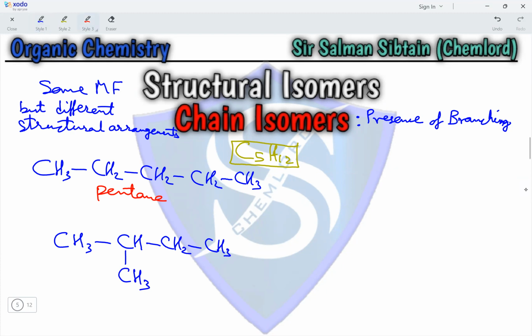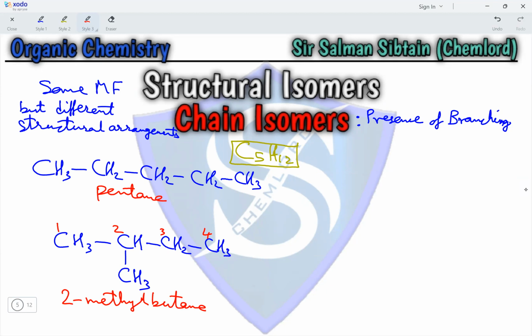So the numbering would go from left to right, 1, 2, 3, 4, and the name of this compound would be 2-methylbutane. Now, 2-methylbutane also has 5 carbon atoms and 12 hydrogen atoms, making it a chain isomer of pentane.